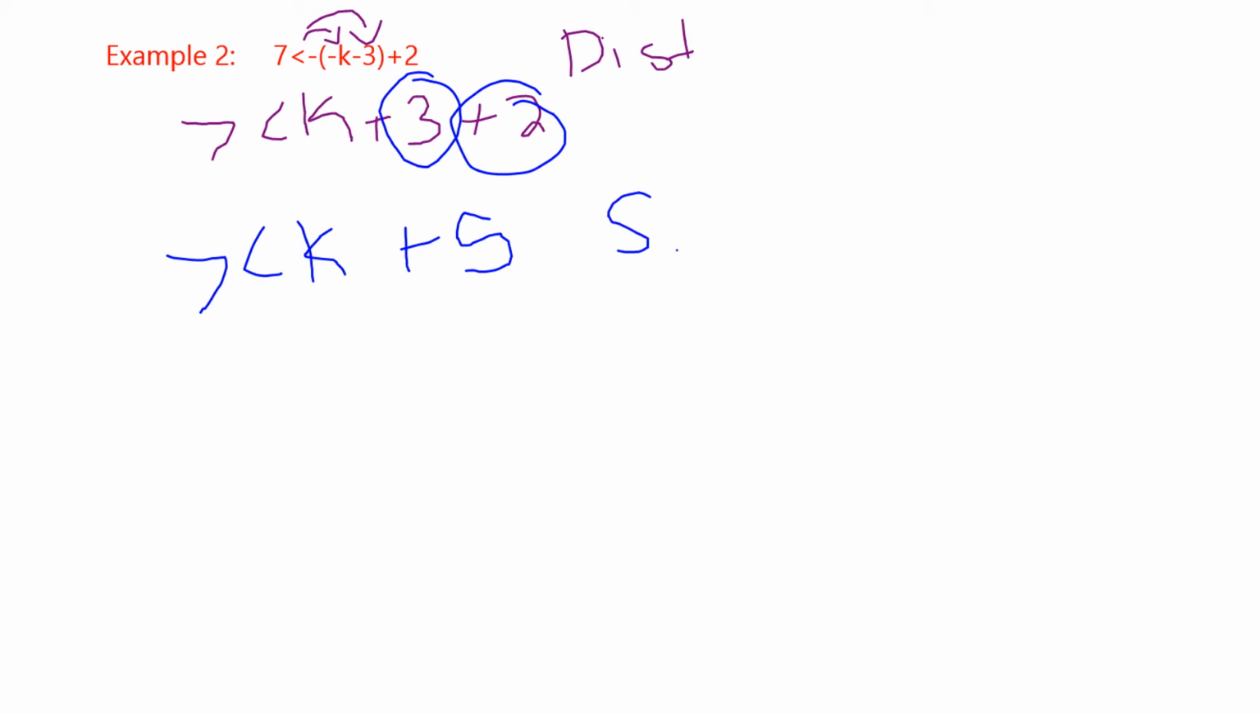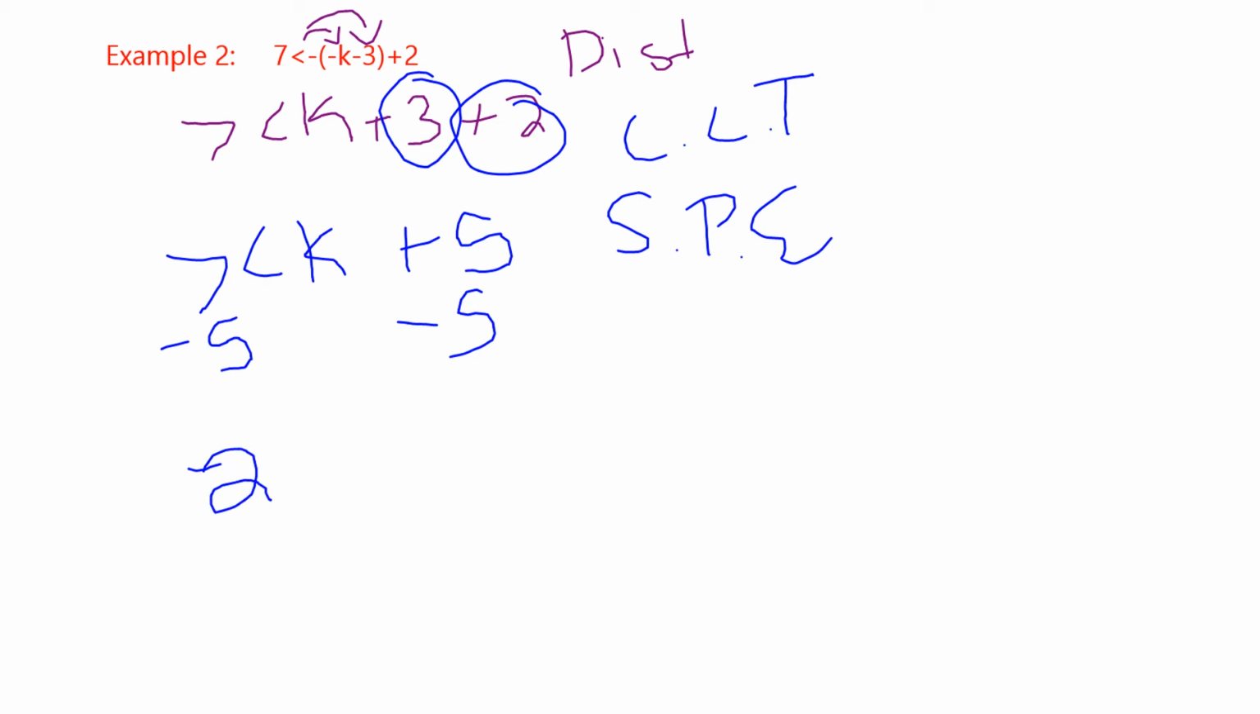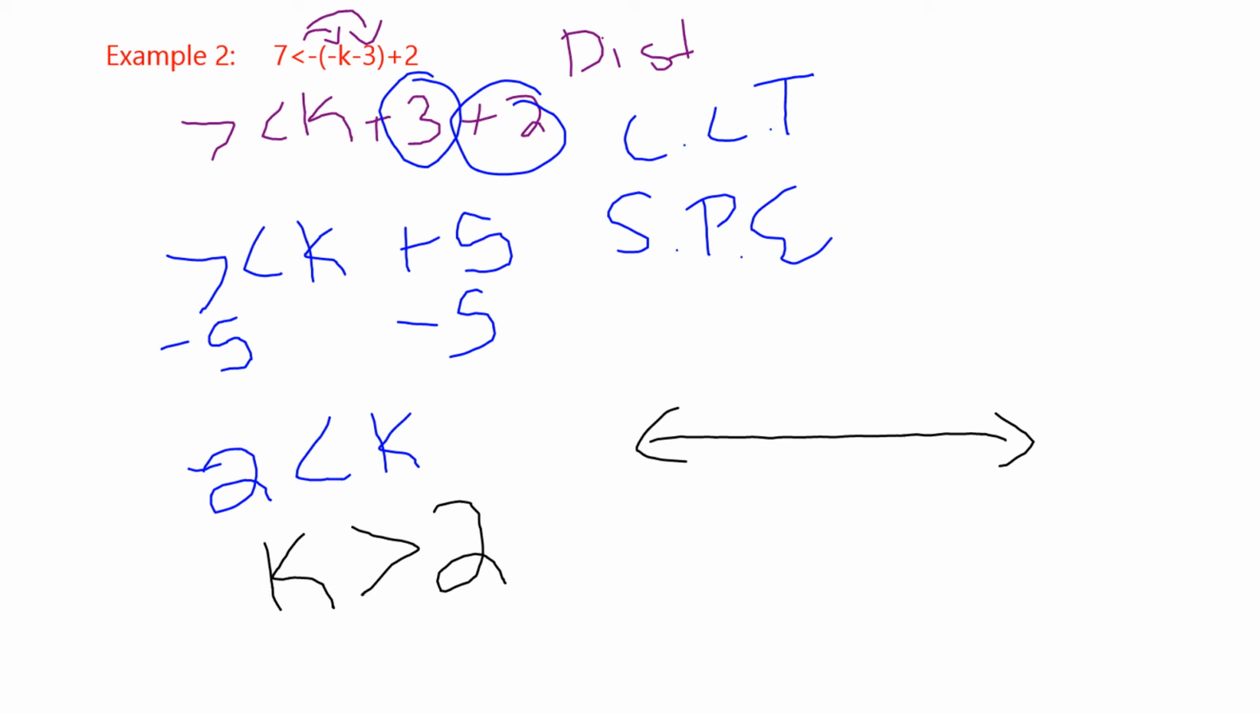Now I'm going to use subtraction property of equality. So subtract 5 from both sides. So I have a 2 is less than k. You really should write it where the variable is on the left. So it's k. And so if I'm reading it from right to left, it's k is greater than 2. So then I draw my number line. It's not or equal to, so it's an open circle, and greater than is to the right.